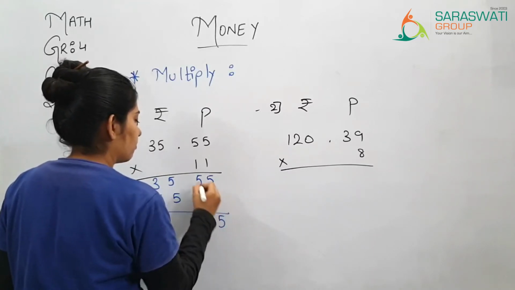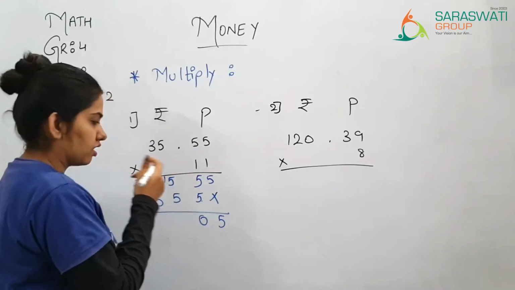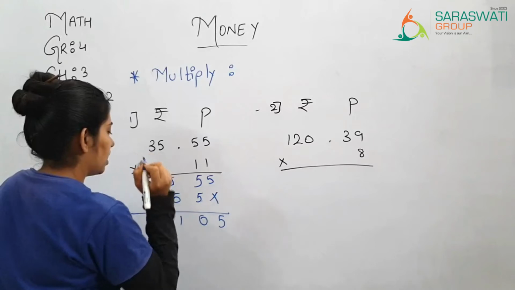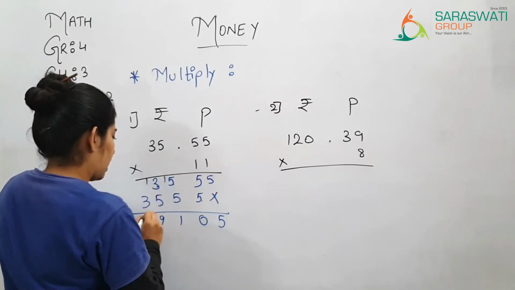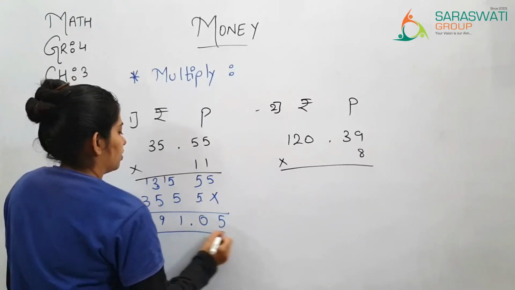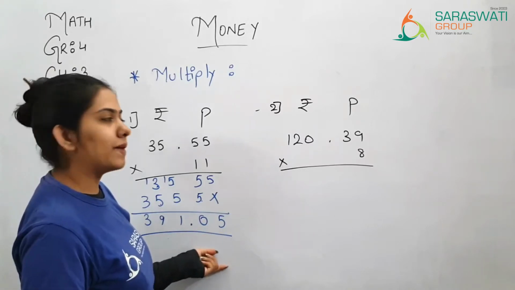So now 5 plus 5, 10. 5 plus 5, 10 plus 1, 11. 5 plus 3, 6, 7, 8 plus 1, 9 and 3. And after 2 digit put a point. So our answer is 391 rupees and 5 paise.